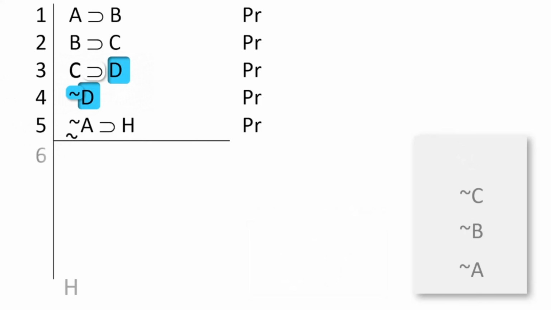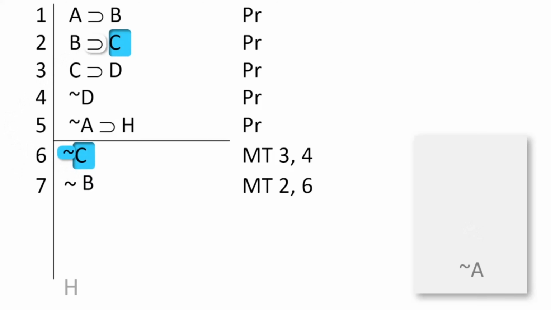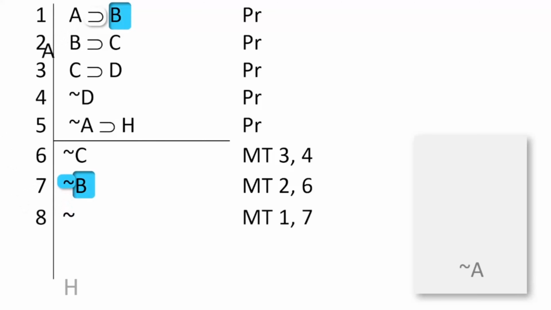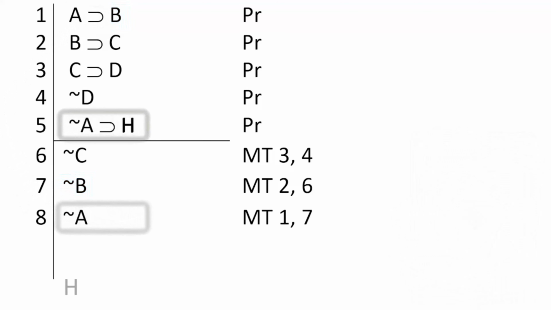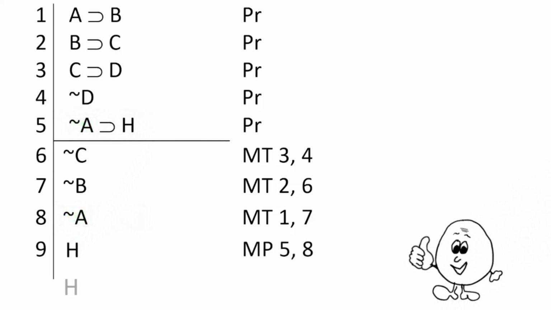We can derive not C. Now we will try to derive not B. Looking at premise 2 and line 6, we again can apply Modus Tollens. To derive not A, we focus on lines 1 and 7, and again apply Modus Tollens. And we are almost done. All that remains is the application of Modus Ponens to line 5 and our line 8. We've derived what we wanted. We are done.